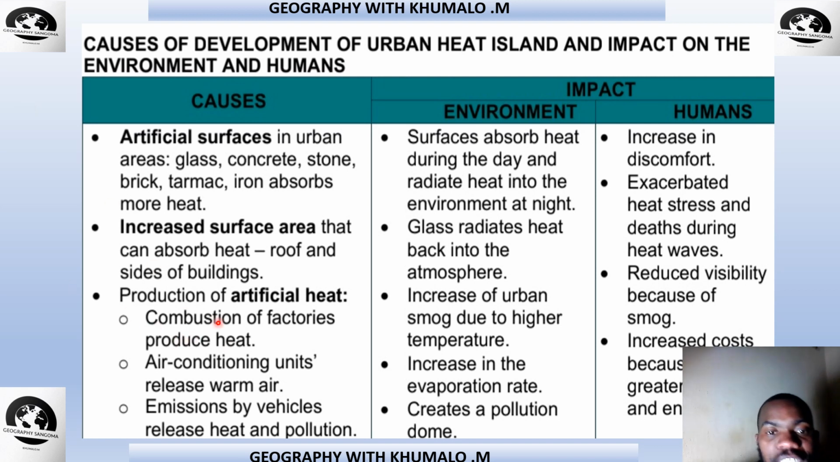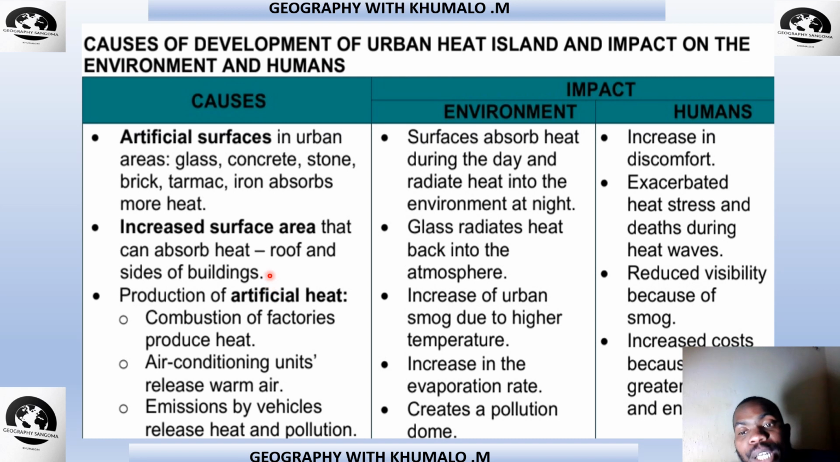Then we look at the production of artificial heat, like combustion in factories produces heat. Now, the artificial heat that is produced by factories, air conditioners, and emissions: air conditioning units release warm air, and vehicles release heat and pollution. So those are artificial heat emitting objects or artificial surfaces that cause or lead to an urban heat island.